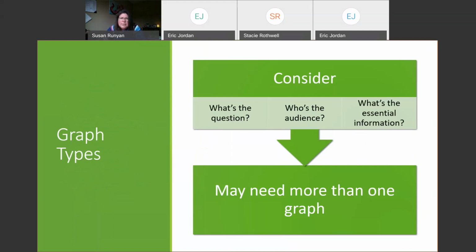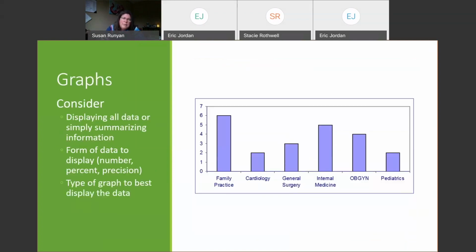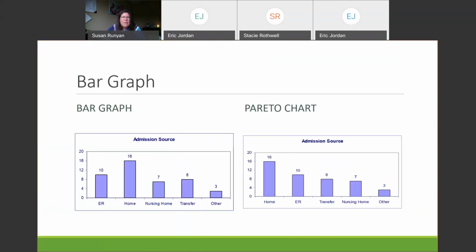As you're considering those things, that's the type of information that you'd really want to focus on. Remembering again, what's the question? Who's the audience? And what essential information? So you don't need a ton of other background noise, but you might need more than one graph. You might have 3 or 4 things to display that could possibly fit on one graph, but it might also cloud it up so much that you're not able to convey the point.